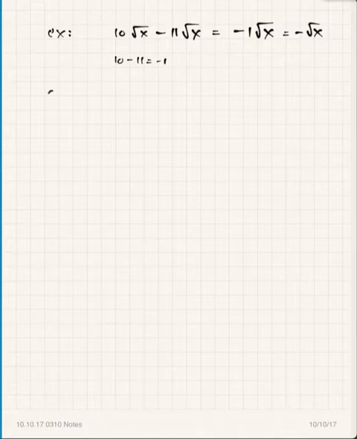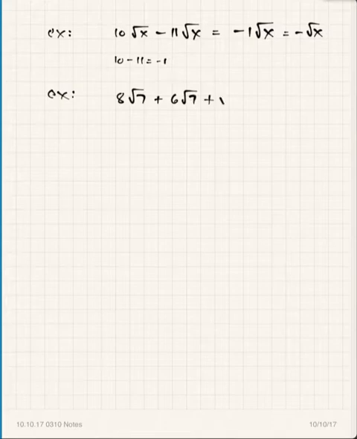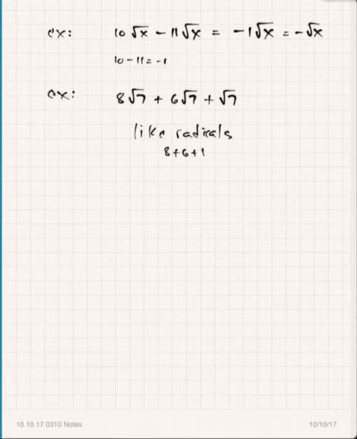All right, if you have 8 square root of 7 plus 6 square root of 7 plus square root of 7, those are all square roots of 7. Those are all like radicals. And so as soon as you see like radicals, you know you're allowed to add. And so you have 8 plus 6 plus 1, right? That last square root of 7 has a 1 in front of it. So this is just 8 plus 6 plus 1, which is 15. So this is 15 times the square root of 7. Square root of 7, not 17. 15 times the square root of 7.